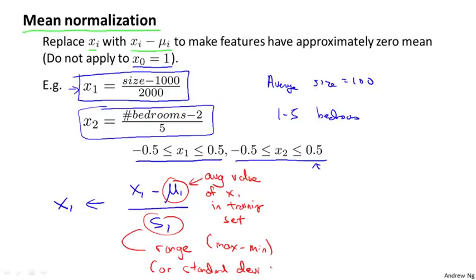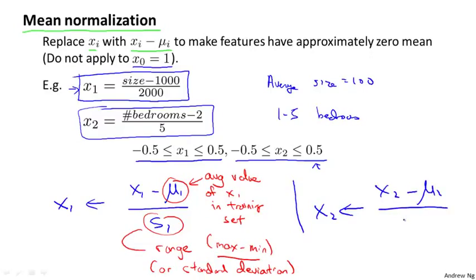And similarly, for the second feature x2, you replace x2 by subtracting the mean of the feature and dividing it by the range of values, meaning the max minus min. And this sort of formula will get your features, maybe not exactly, but roughly into these sorts of ranges. And by the way, for those of you that are being super careful, technically, if we're taking the range as max minus min, this 5 here would actually become a 4. So if max is 5, min is 1, then the range of bedroom values is actually equal to 4.